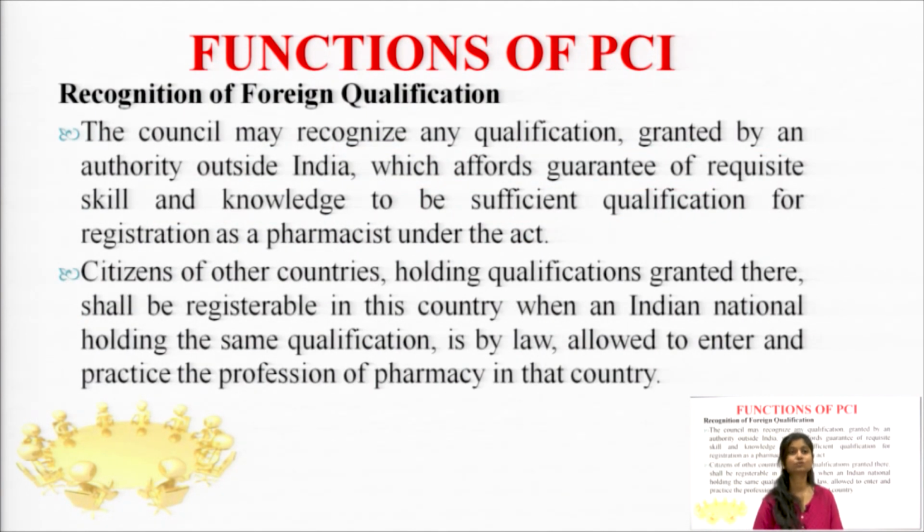Now let's see the last point, that is recognition of foreign qualification. I told you in the last lecture, that was the first lecture in Pharmacy Act, that there were two words that we have learned, that is displaced person and repudiated person. Similarly, now how is the government controlling foreign qualification? Let's see the point. The council may recognize any qualification granted by an authority outside India which affords guarantee of requisite skill and knowledge to be sufficient qualification for a registration as a pharmacist under the act.